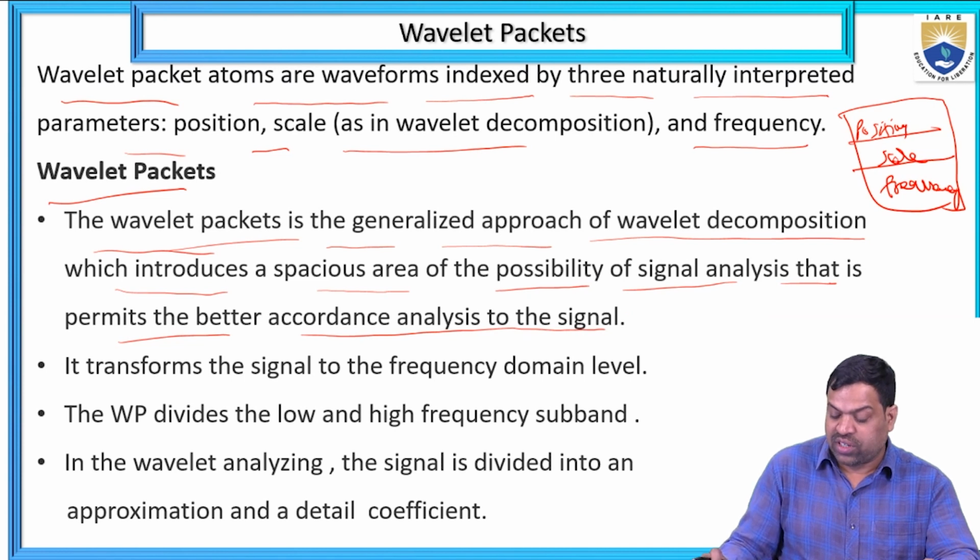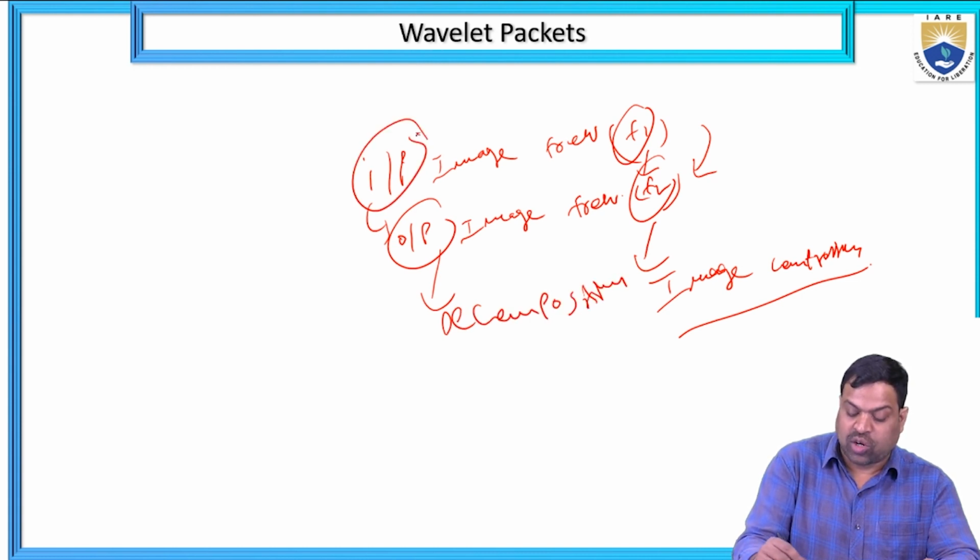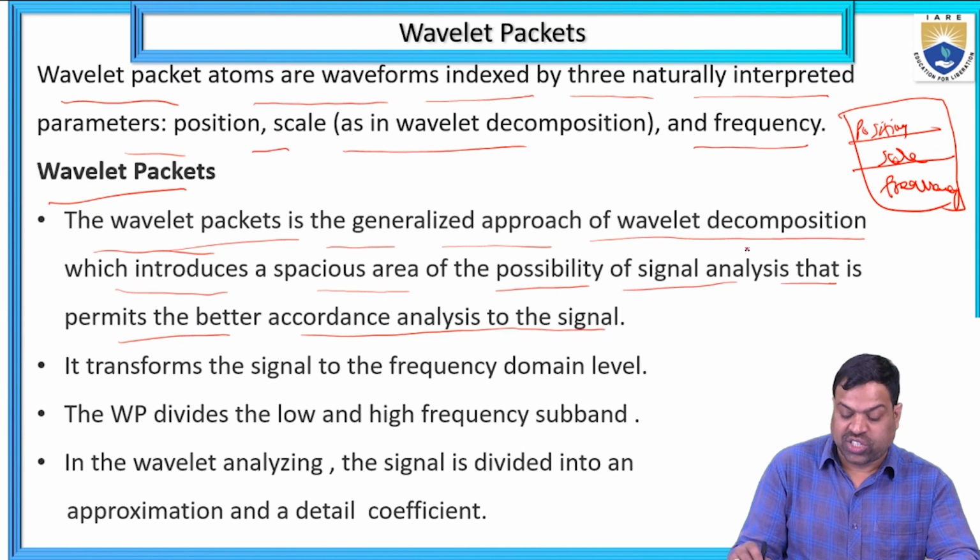When we are going for the decomposition, generally the decomposition will be at the output side, and the composition will be at the input side. When we go for decomposition, the output side will be changed. So the wavelet packet takes care of the input and outputs. Why? Because in image compression, it also takes care of wavelet decomposition.